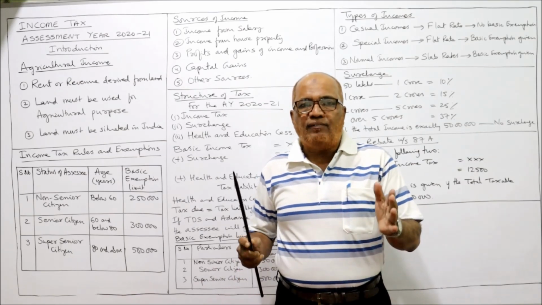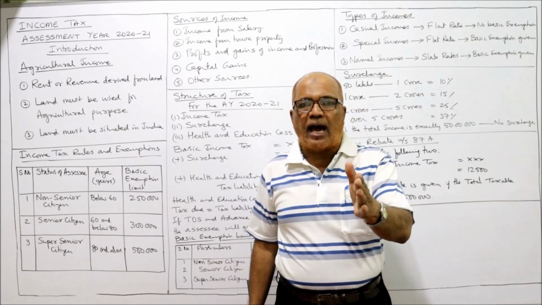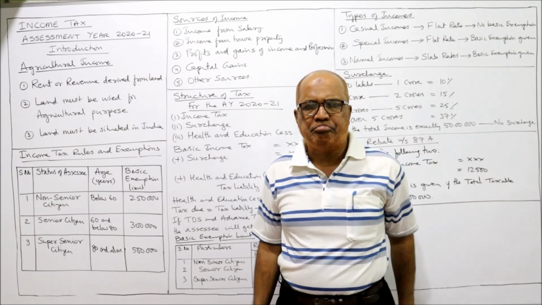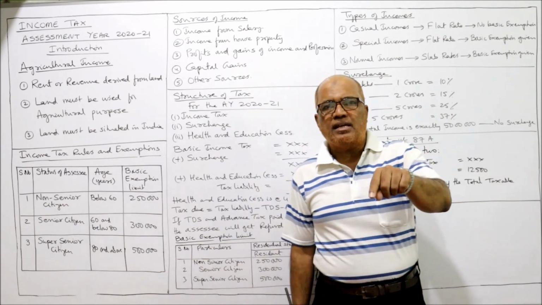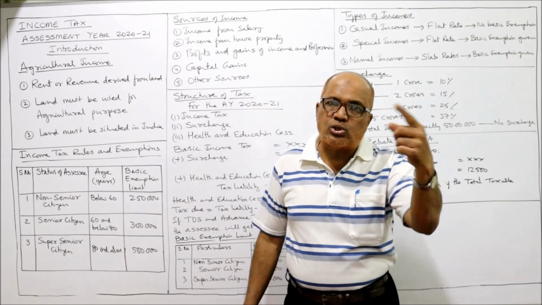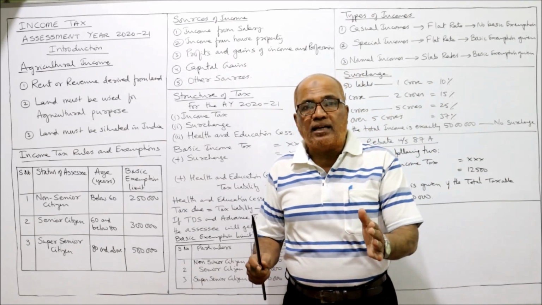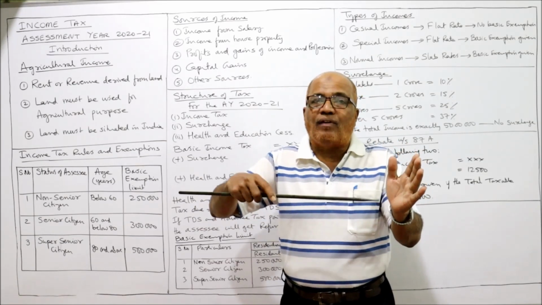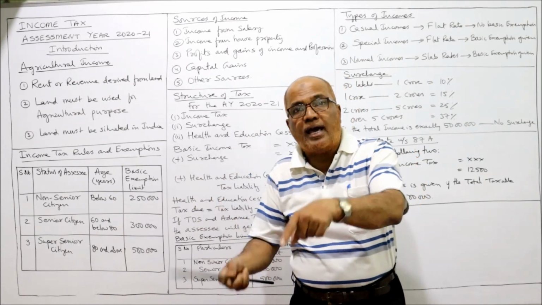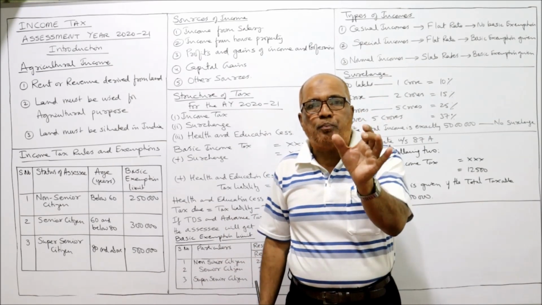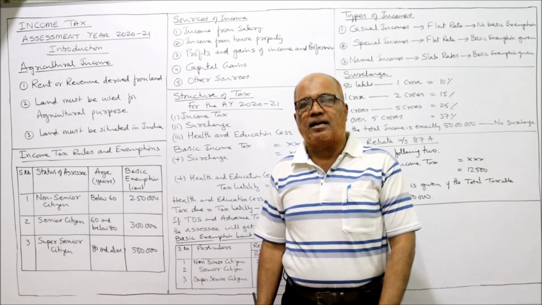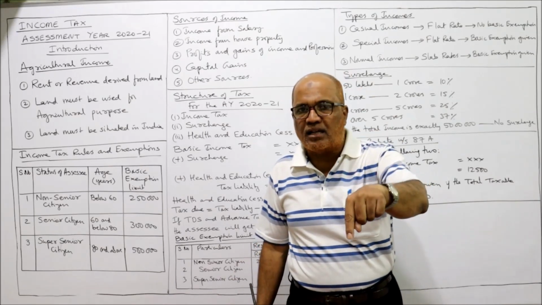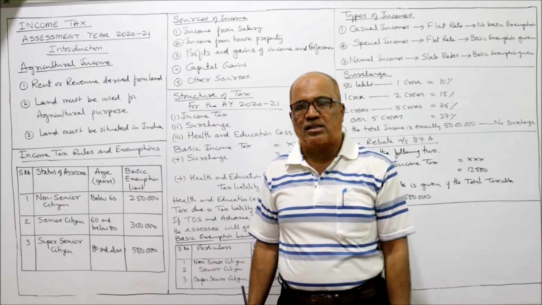For example, if a person is having only agricultural income, nothing else, only agricultural income, it is completely exempted, no tax at all. If a person is having agricultural income and also non-agricultural income, in that case, agricultural income will be included in the total income. To find out the tax on non-agricultural income, a specific provision is given by the Income Tax Act on how to calculate the tax liability when a person is having agricultural income and also non-agricultural income.